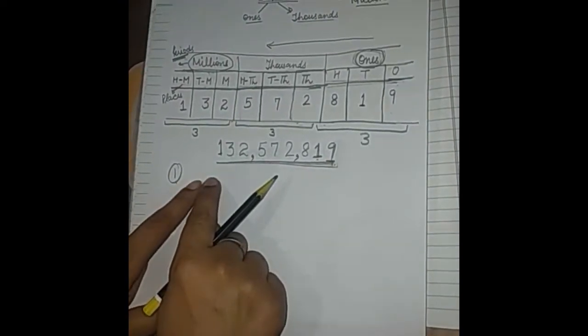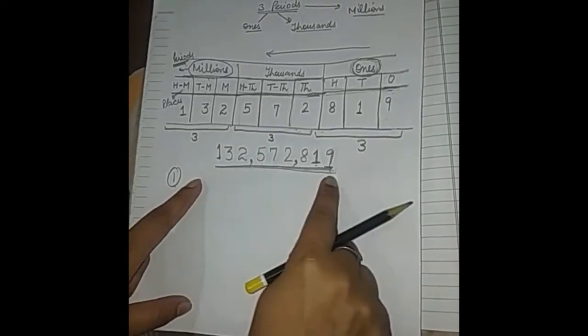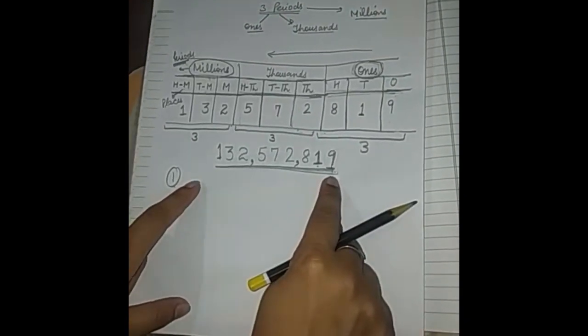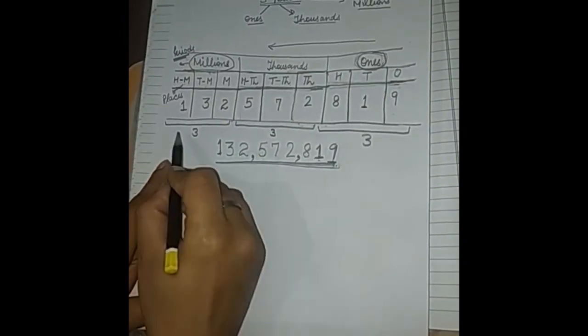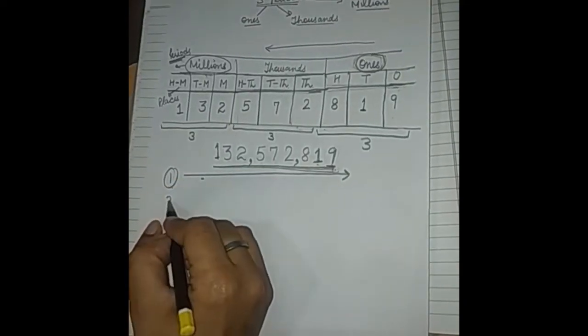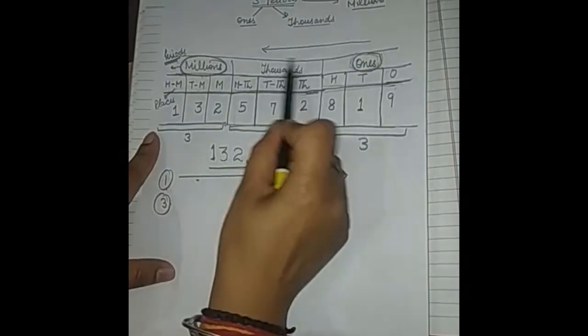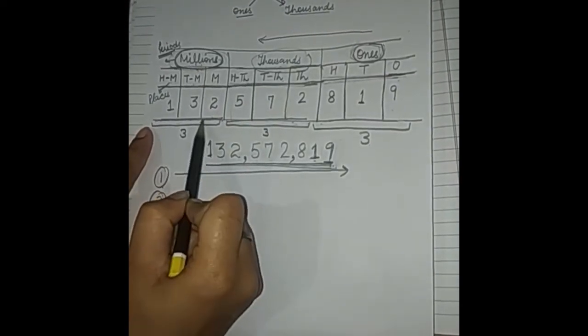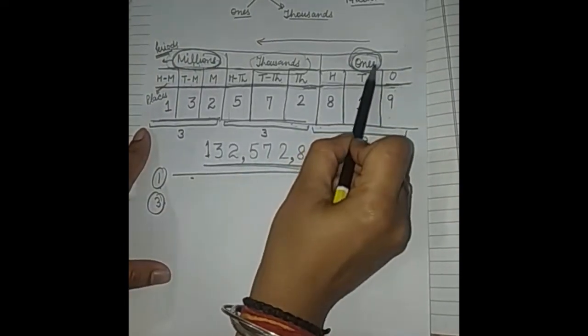The second rule says that while reading a large number in the international system, you always have to read from left to right. The third rule says to read the number in each period. You have to read the number in each period and say the name of the period after each number in the period, except the ones period.